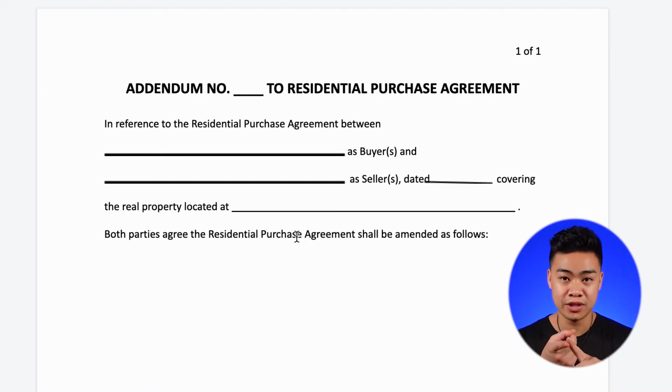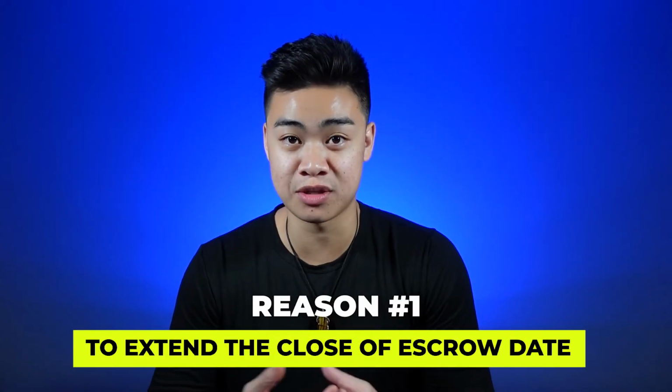You know what it is, you know why it's used, but now I want to explain a couple reasons as far as why you might use one. One of the most common reasons why I use an addendum is to extend the close of escrow date. I usually have to extend the close of escrow date for a variety of reasons. There's so many reasons why you might need to, but for some reason it just kind of happens a lot for me, and it's probably my fault for not staying on top of my transactions as much as I should be.